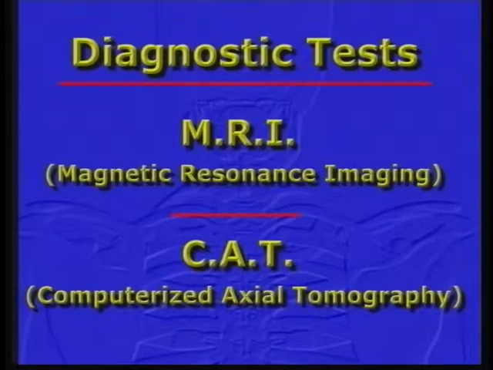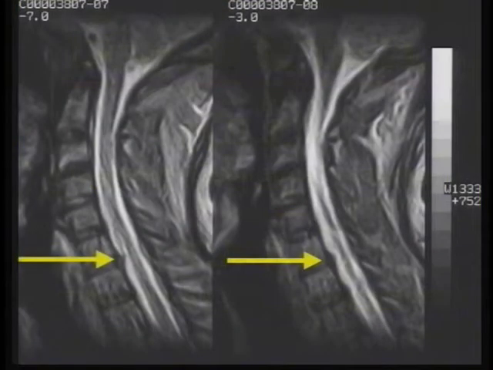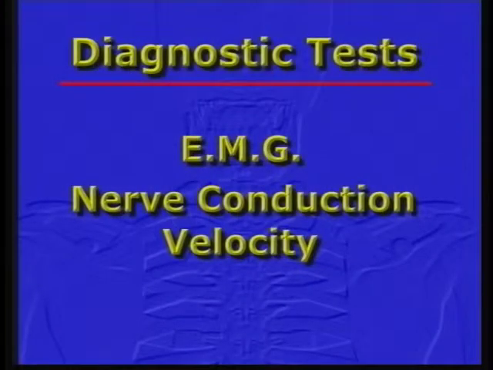MRI and CAT scans. These show the bones and soft tissues surrounding the spine and can help determine things such as disc herniations and bone spurs. These images are often used in conjunction with X-rays. EMG nerve conduction velocity studies. These tests help to determine the extent of any nerve damage that you may have.